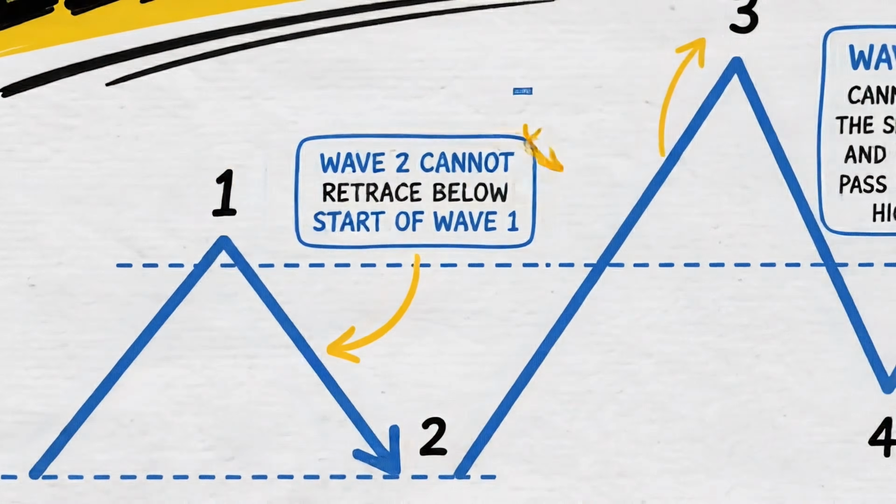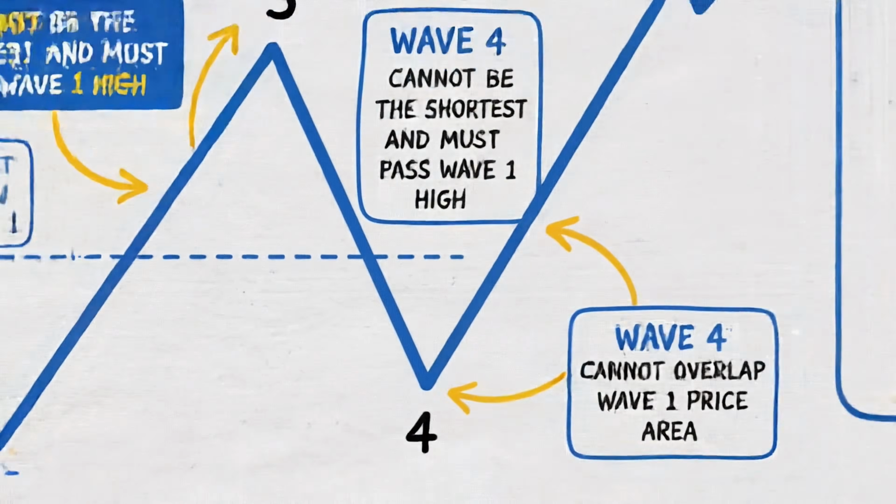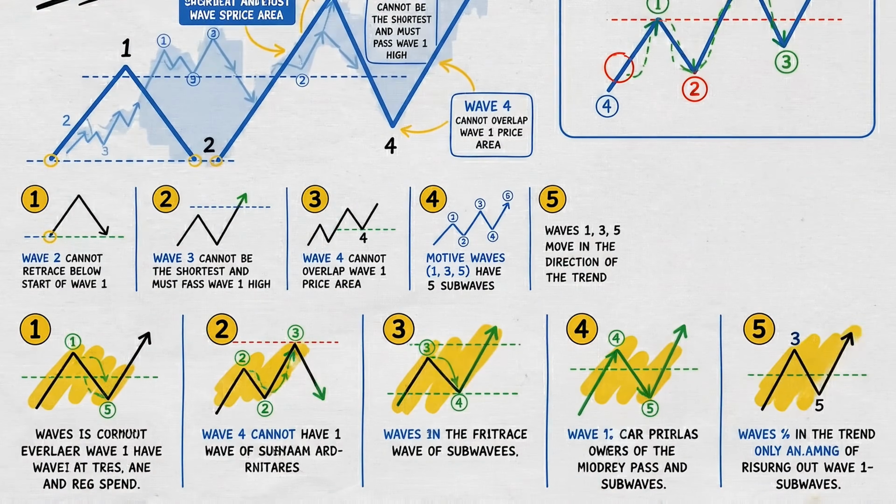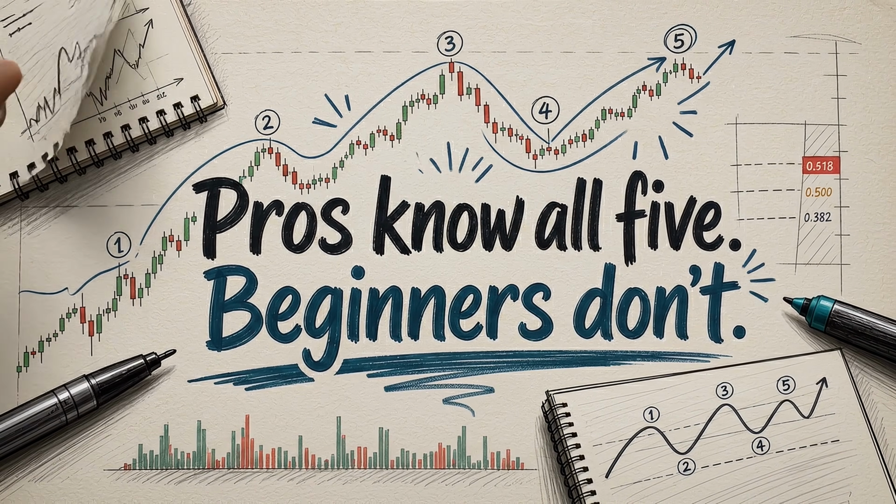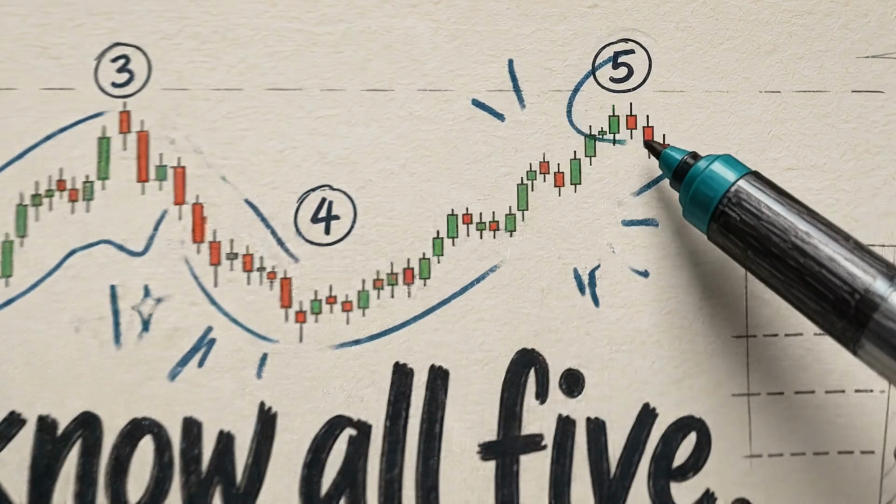Break just one of these 5 rules and your entire Elliott Wave count is invalid. Pro traders know all 5, beginners don't. Let's fix that.